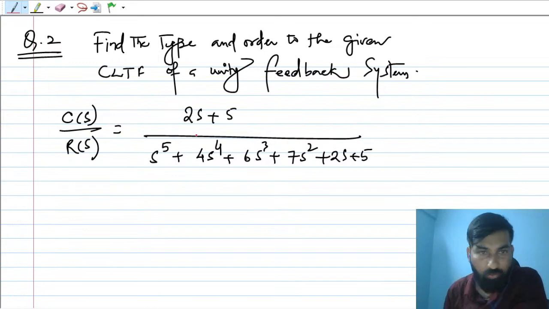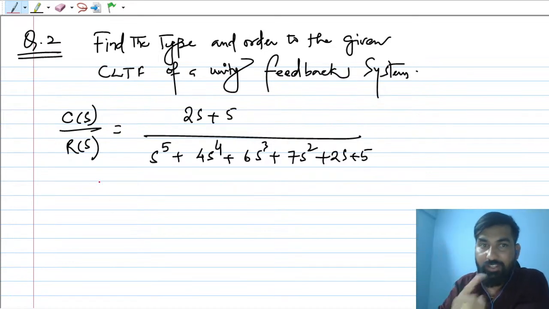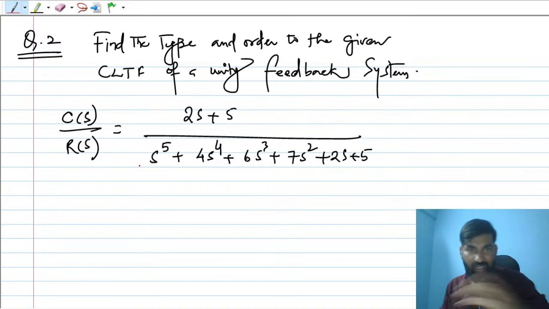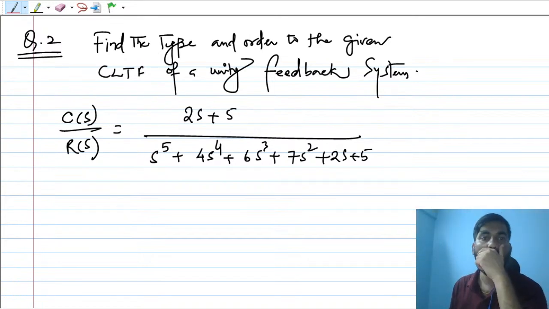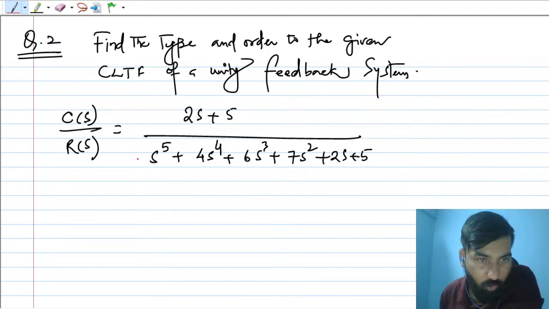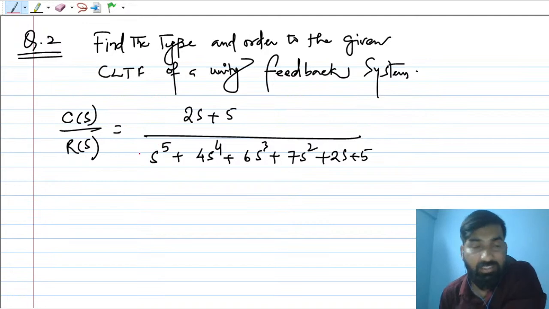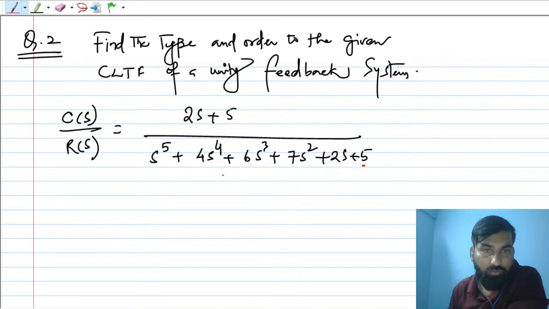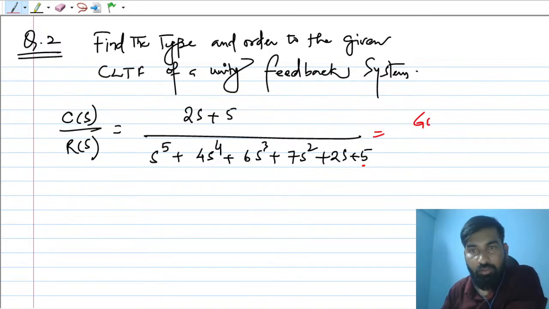So this is the closed loop control system, right? If you try to find the type of the system directly, you can't find the type, because you can't take anything common from here. S to the power anything cannot be taken common because there is a constant present. So how can you find it? This is of the form G(s)/(1 + G(s)).